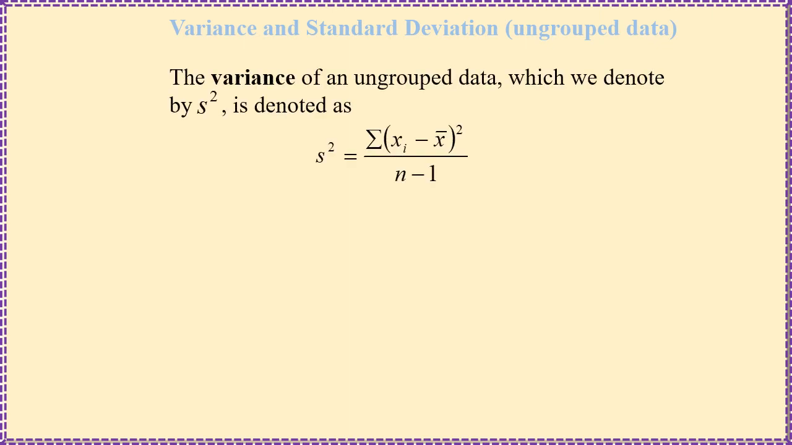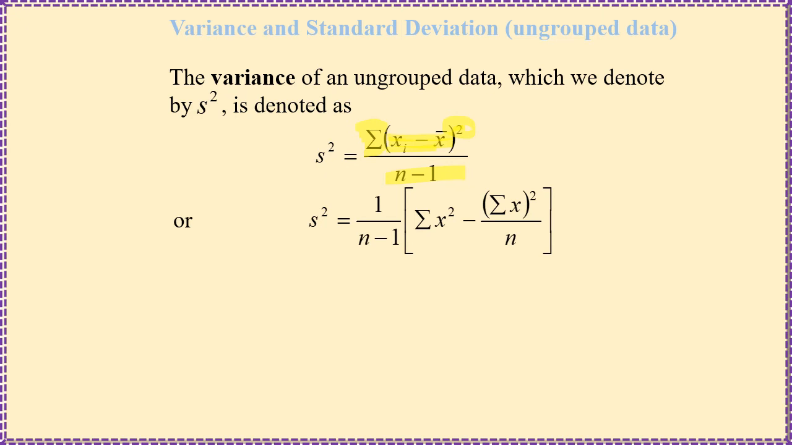Variance and standard deviation. So these are the formulas. The variance of ungrouped data, denoted by S squared, is the sum of (x minus x bar) squared, where x bar is the mean. We square the difference between each data value and the mean, total up every value, and divide by n minus 1.